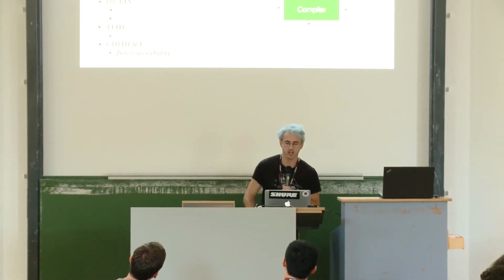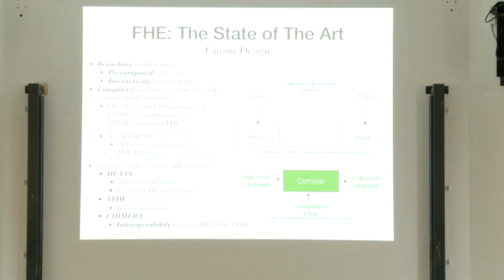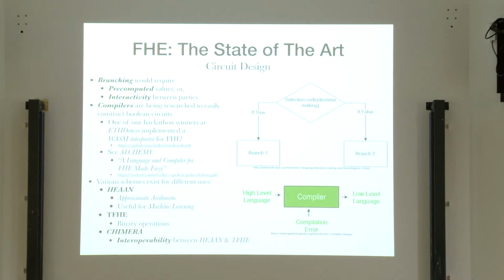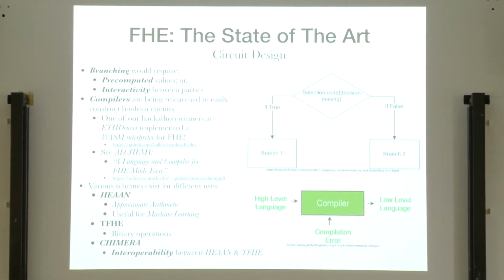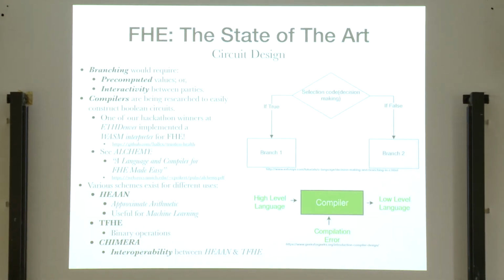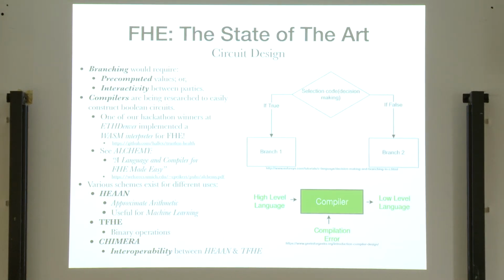So getting into this, circuit design for branching would require pre-computed values or interactivity between parties. So if you see that little selection there, that's a branch, in case you've never seen one before. That's impossible in FHE unless you do a few things, because that little if true, if false would actually violate the security, so it's actually not possible.